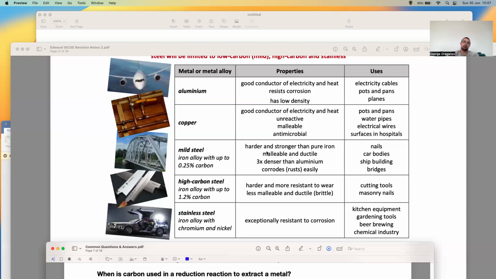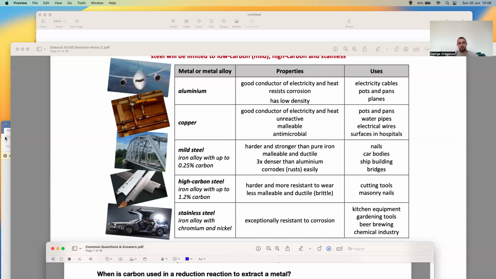High carbon steel is more resistant to wear and tear. It's less malleable and less ductile. Because it has more carbon, it's stronger. So it's used in cutting tools. Stainless steel is an alloy with chromium and nickel. Now this one is extremely resistant to corrosion. So we can use it for our kitchen utensils, gardening tools, beer brewing, and the chemical industry.